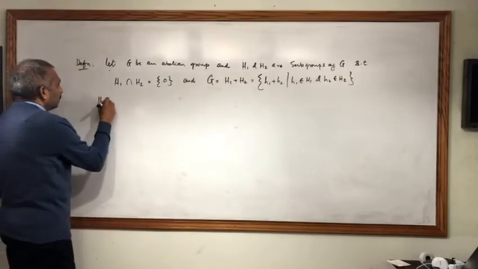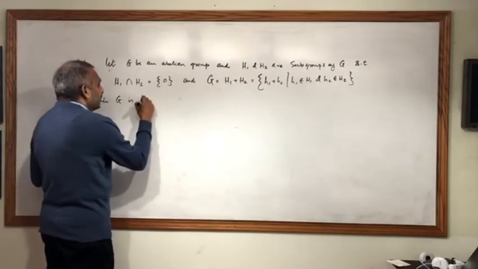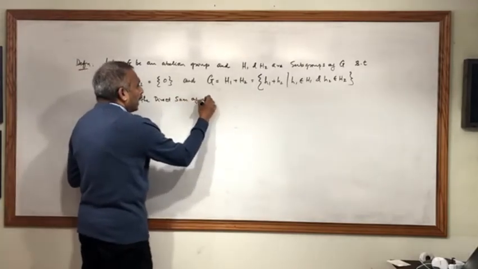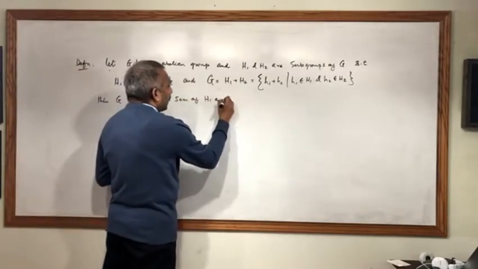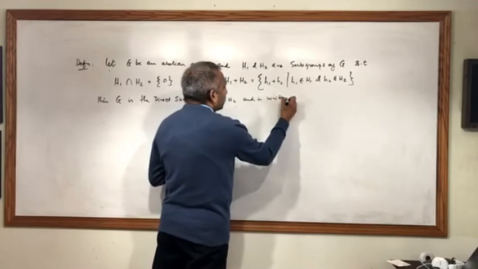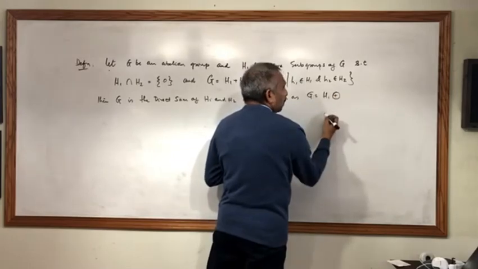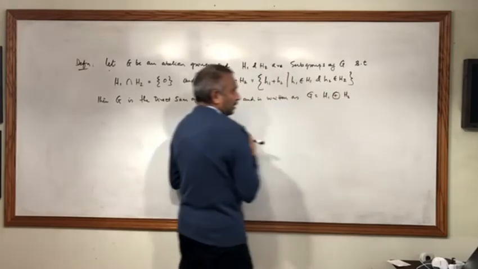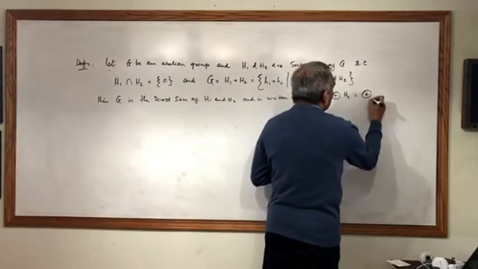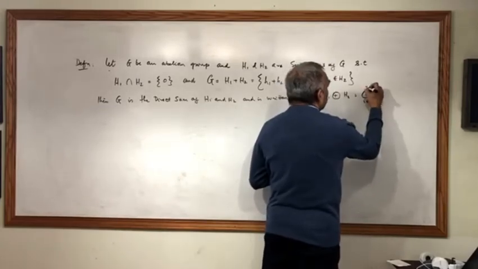Then G is the direct sum of H1 and H2 and is written as G is equal to H1 plus H2 with a circle here. Or you can say the direct sum of Hi, i from 1 to 2.